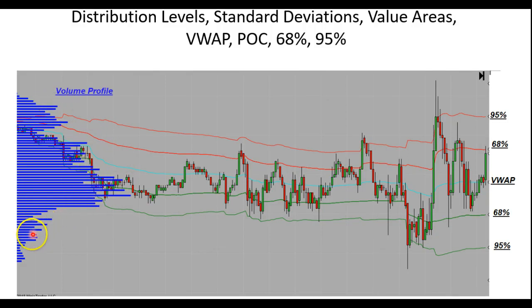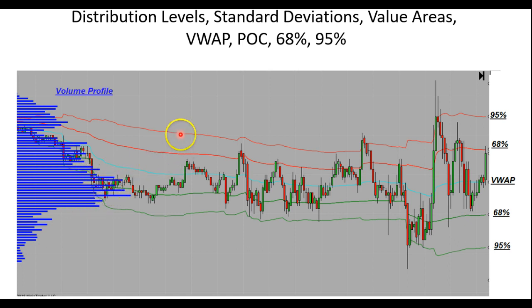And that's basically what the volume profile shows. It shows the volume of contracts sold at a particular price. If it gets too high, it wants to come back to fair value. If it gets too low, people start buying and it comes back into fair value.